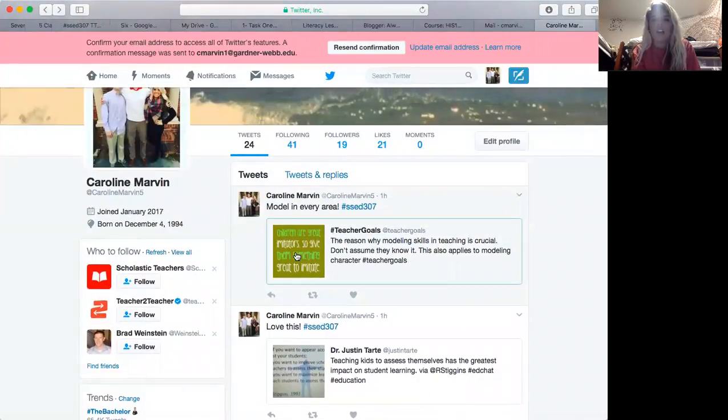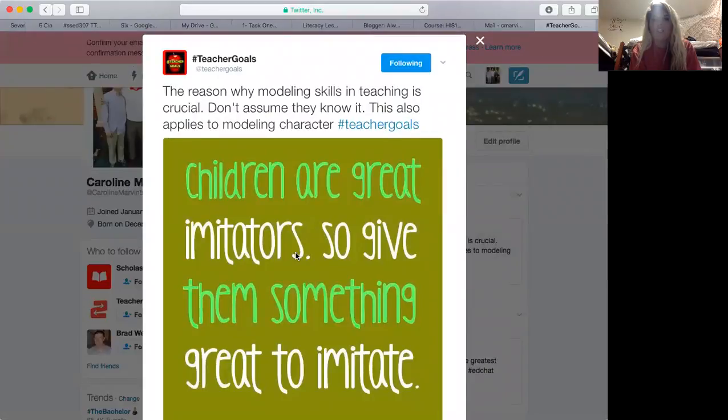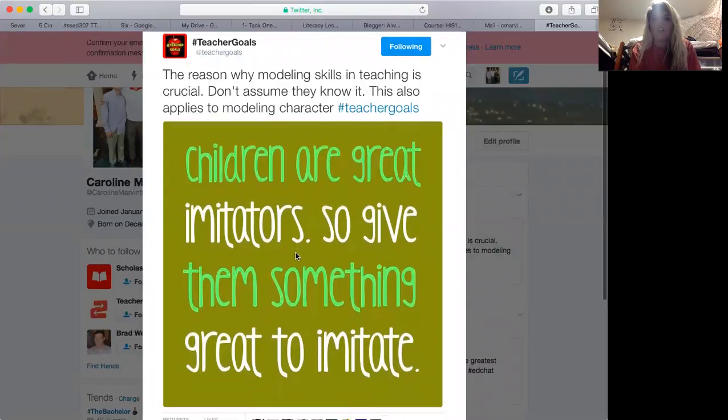And then last, I liked this quote about modeling. The reason why modeling skills in teaching is crucial: don't assume that they know it. This also applies to modeling character. Like I said, we should be modeling in every area of the classroom. So not only modeling when teaching math or a concept, but also modeling behavior, character, and listening skills in the classroom in a way that we want students to mimic us. Children are great imitators, so give them something great to imitate.